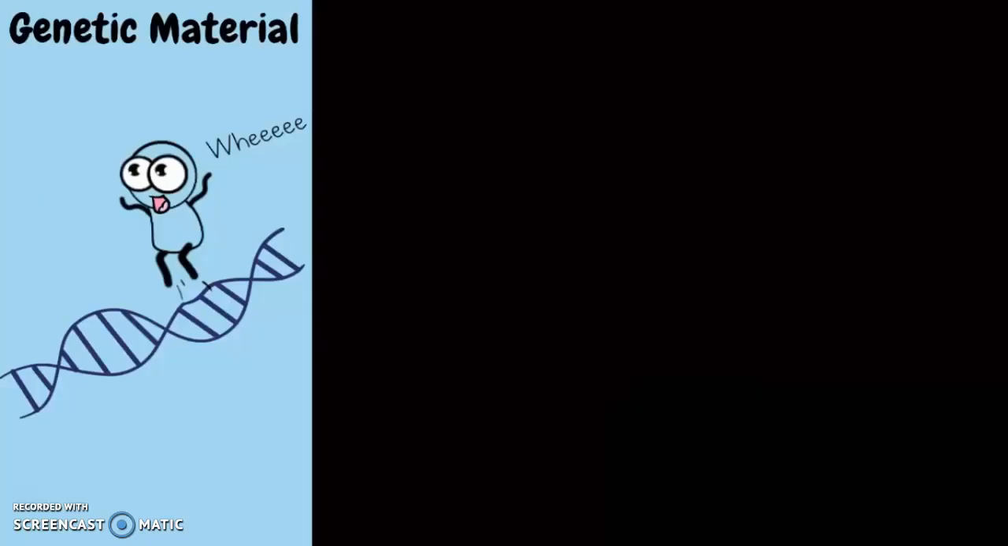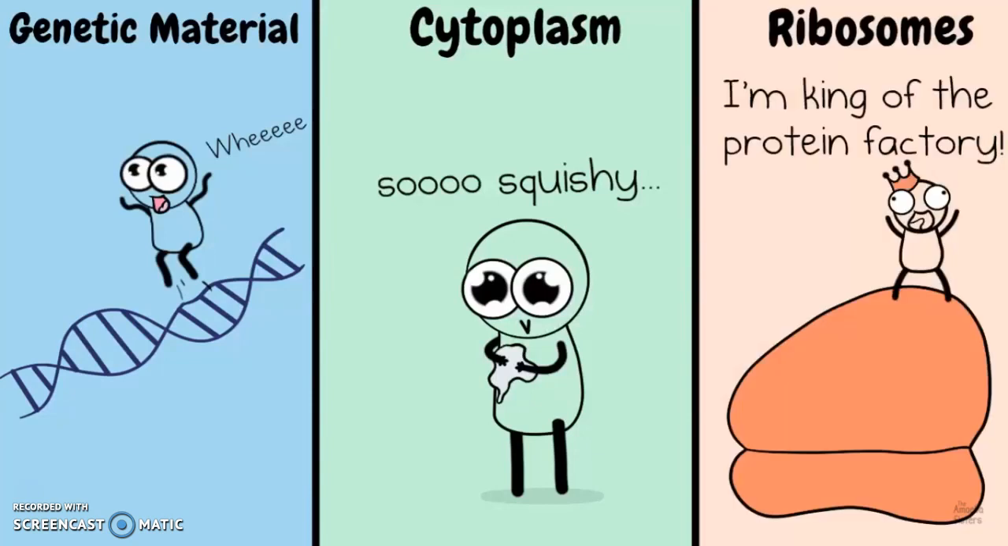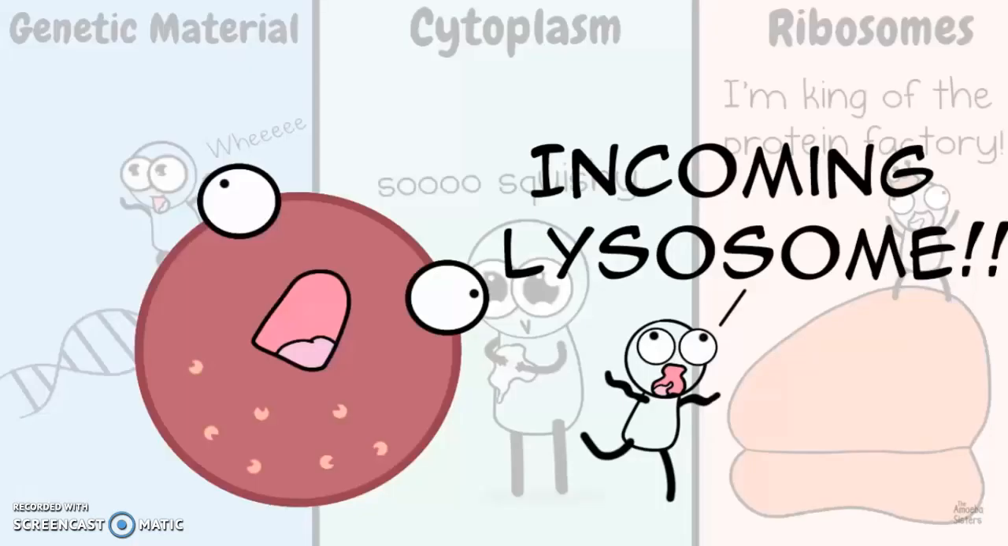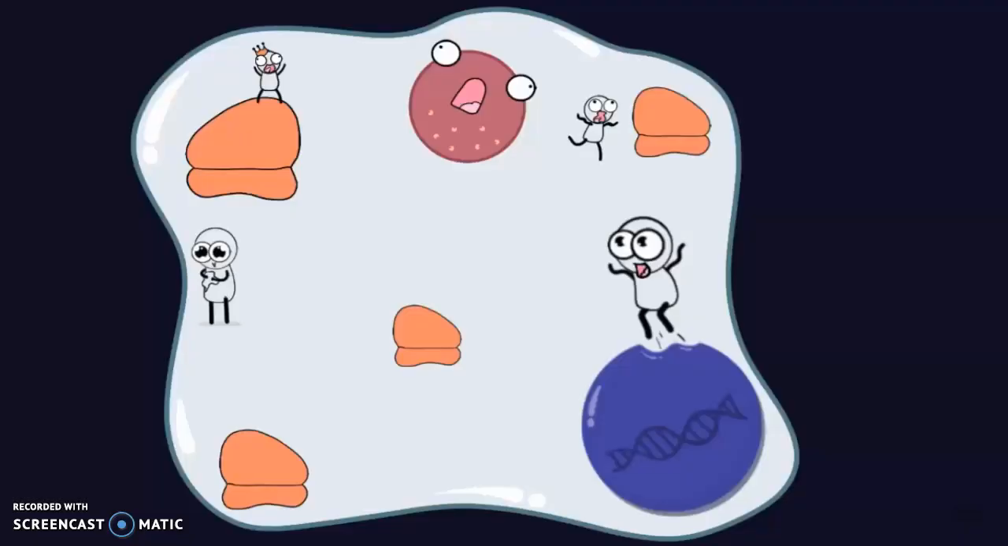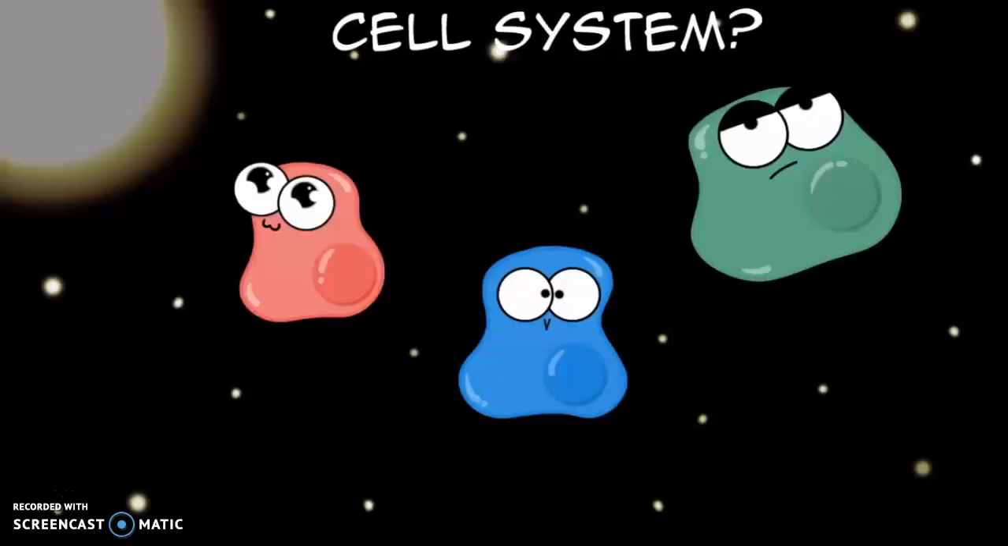Imagine the genetic material, the cytoplasm, the ribosomes. You'll find those in almost all cells, prokaryotes and eukaryotes. Eukaryote cells, in addition, have membrane-bound organelles. All of those structures and organelles have different functions, but cells are not isolated little worlds.